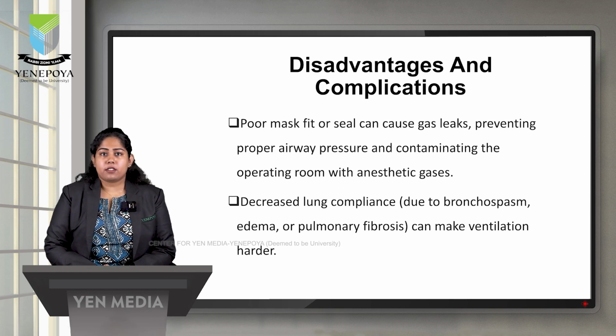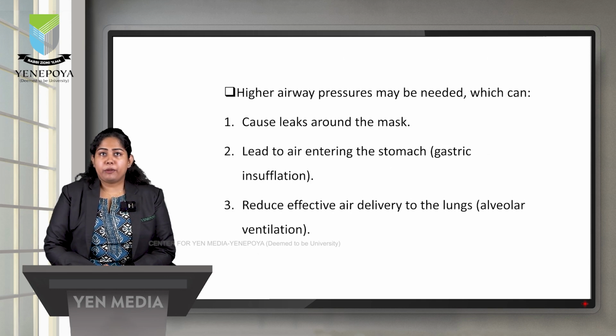Disadvantages and complications of anesthetic face mask. Poor mask fit or seal can cause gas leaks, preventing proper airway pressure and contaminating the operating room with the anesthetic gas. Decreased lung compliance due to bronchospasm, edema or pulmonary fibrosis can make the ventilation harder. Higher airway pressures may be needed, which can cause leaks around the mask, lead to air entering the stomach, that is gastric insufflation, and reduced effective air delivery to the lungs, that is alveolar ventilation.